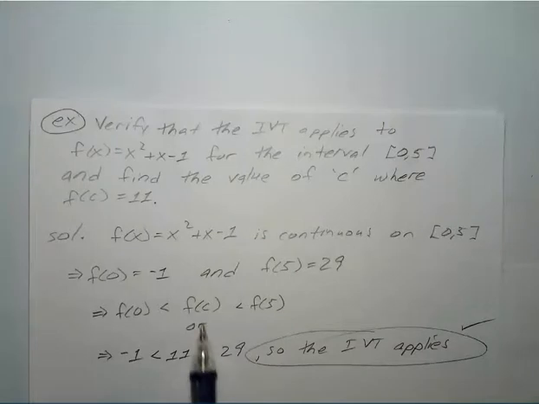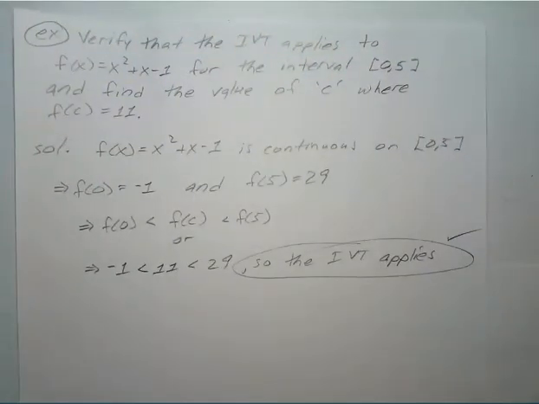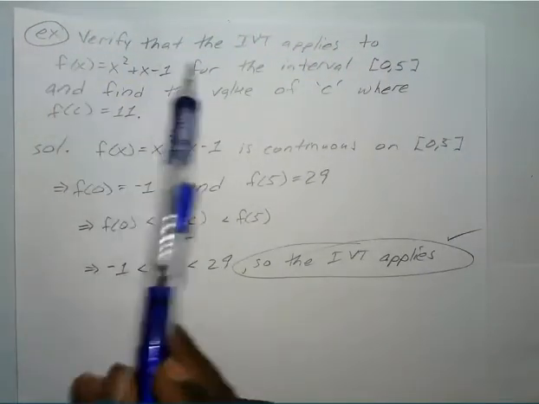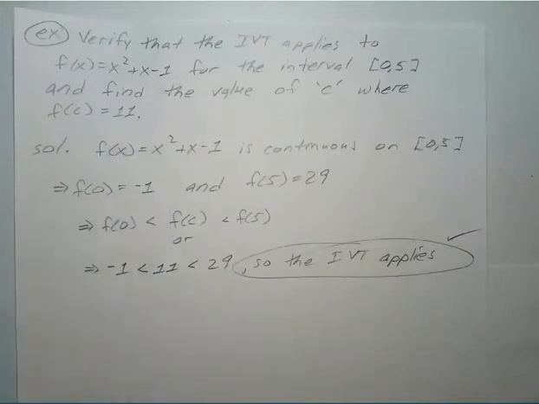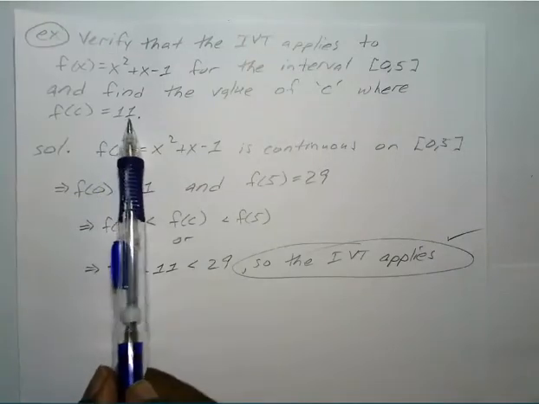Now if we had our f of c and it wasn't between those two, then we wouldn't be able to use it. Or if at some point it was not continuous between those two, then you wouldn't be able to use it. Okay, so now we want to find what c value is actually equal to that.